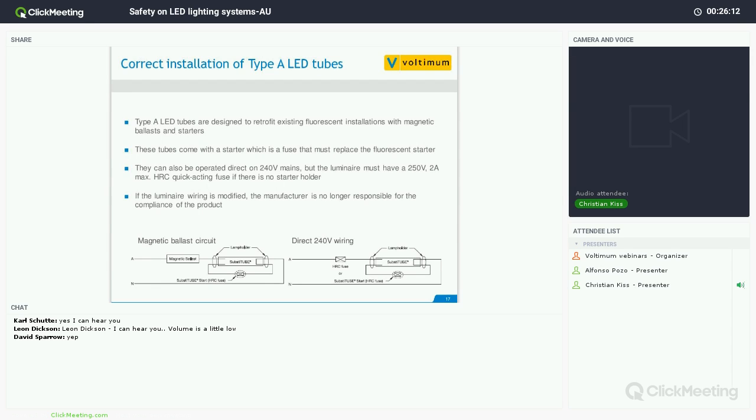It's important to also note that if a contractor does modify the wiring of a luminaire, the luminaire manufacturer can't be held responsible anymore for any compliance of that luminaire because it's been changed, it's been altered, so it's now effectively a new luminaire. So that's one of the risks in doing that.